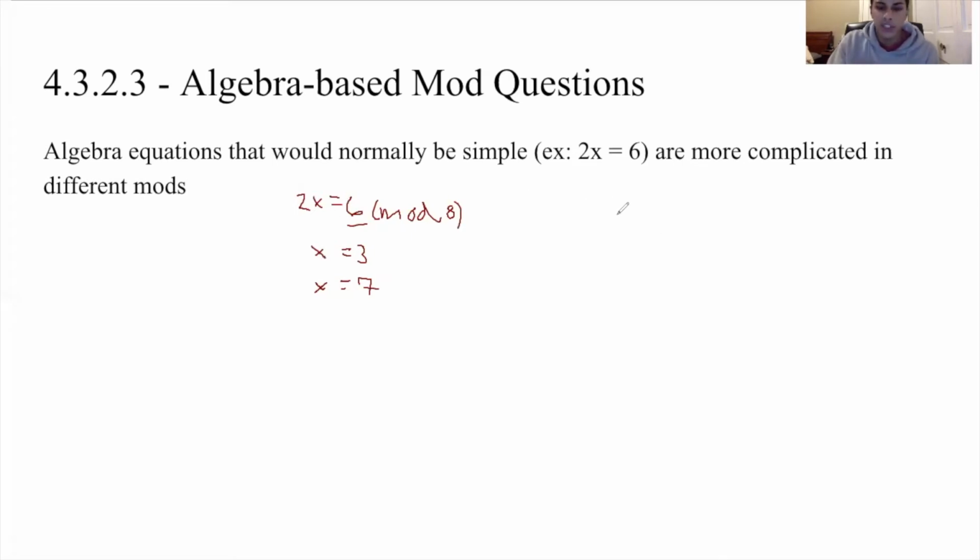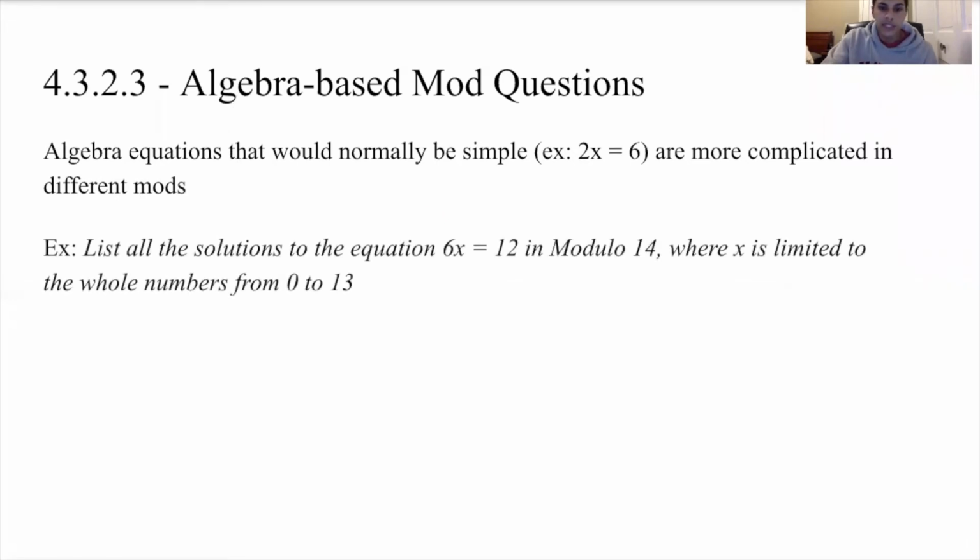And typically questions are only going to ask you to find the values of the variable between the mod numbers. So for example, if it asks you to find what the values of x were in a question where 2x equals 6 in mod 8, most of the time it'll only ask you to find possible values of x from 0 to 7, because those are the only numbers in mod 8 anyway. All right, so now I'm going to go over exactly how we do these questions.